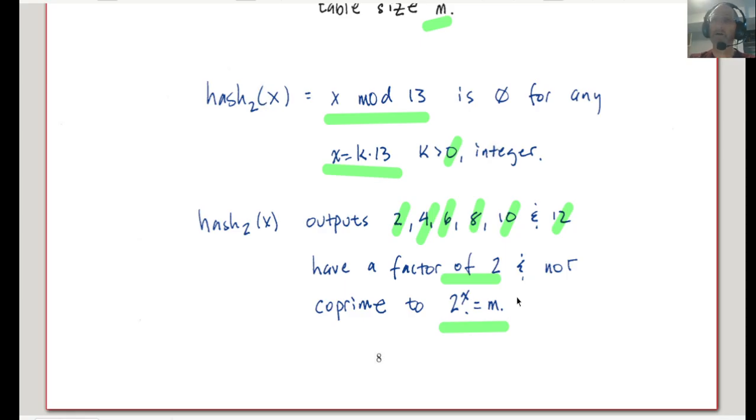This is why for open addressed, double hashed tables that have power of 2 sizes, we prefer hash2 functions that create odd numbers, because odd numbers aren't even, and therefore they don't have a factor of 2. Bada boom.